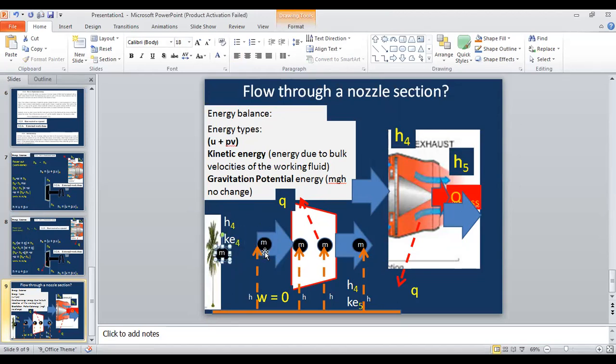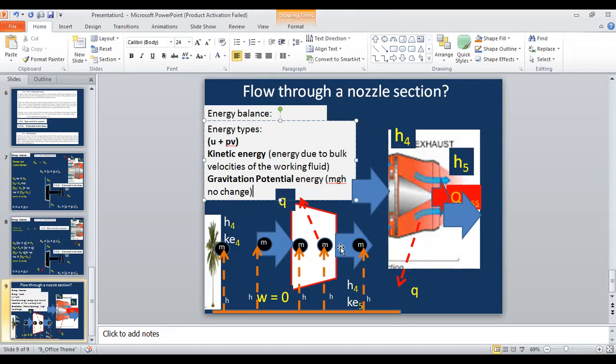This is a coconut. Same height. Interesting. See, so no change. You imagine the same, like equivalent mass is flowing. So it's very interesting. Now you can see the gravitational potential energy, no change.